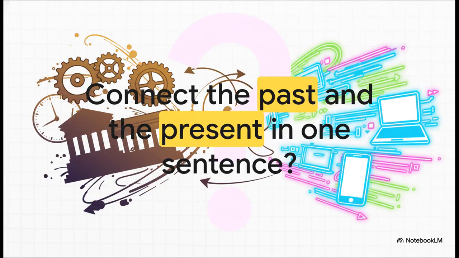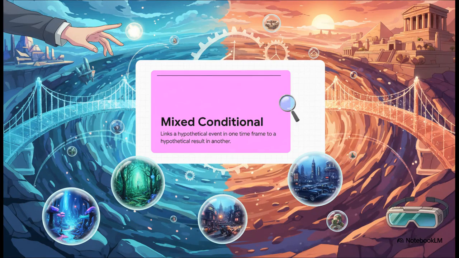You know how you sometimes think about a decision you made years ago and wonder how it's affecting your life right this second? Or maybe you think about your personality now and how, if it were different, something in your past might have changed. Well, that's exactly the kind of time-bending, complex idea we are going to master today. And the tool we use for this is the mixed conditional.